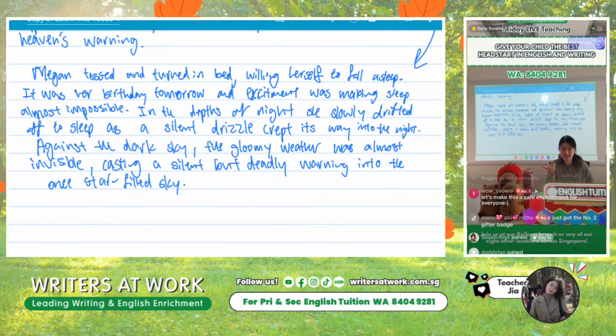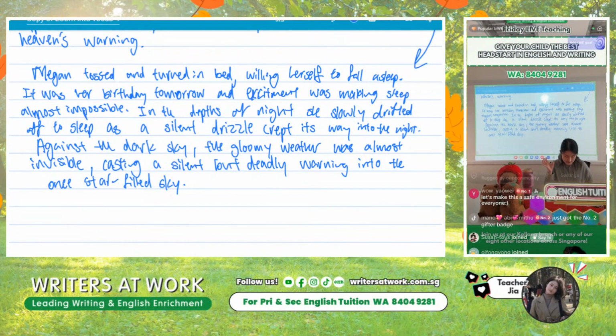It's something that is silent. And that gives the teacher a sense of premonition because it's rain. Why does it have to creep? Why does it have to be silent? Why does it have to hide itself like a burglar in the night? So it has to be something that's going on, okay? The teacher will begin guessing the intentions of the students, and that's exactly what we want, okay? In the depth of the night, she slowly drifted off to sleep as a silent drizzle crept its way into the night. Against the dark sky, the gloomy weather was almost invisible, okay? So that doesn't make sense. Why is that happening, okay? But it doesn't make sense.